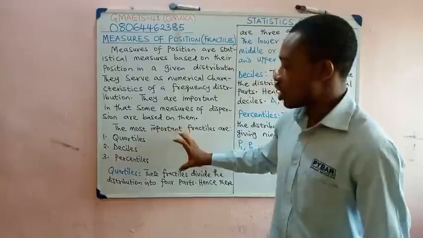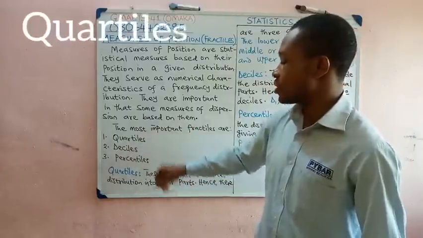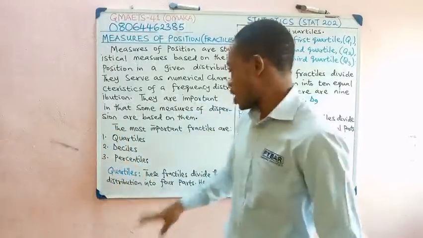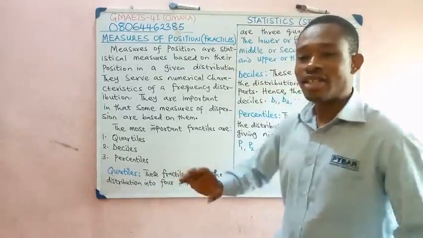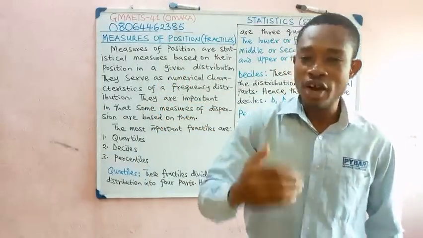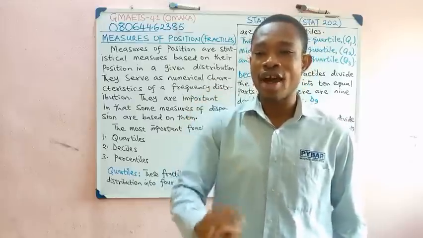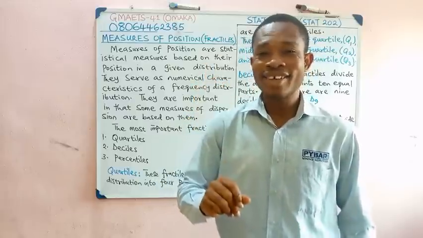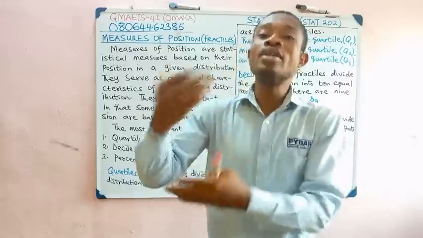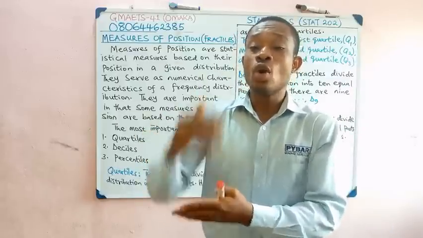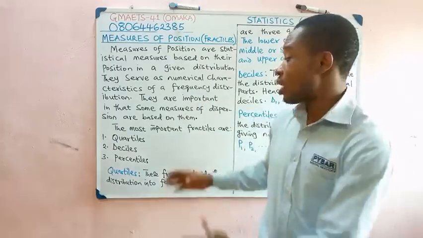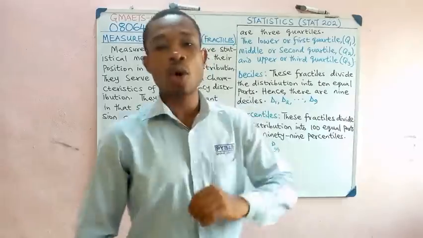There are three most important of them. We have the quartiles, we have the deciles, we have the percentiles. Quartiles are simply those fractiles that divide the whole distribution into 4 equal parts. And the fact that they divide the distribution into 4 equal parts means that we have 3 quartiles. So the number of fractiles we have is 1 less than the number of divisions that they create. If you're talking about quartiles, it divides the distribution into 4 equal parts, hence we have 3 quartiles.